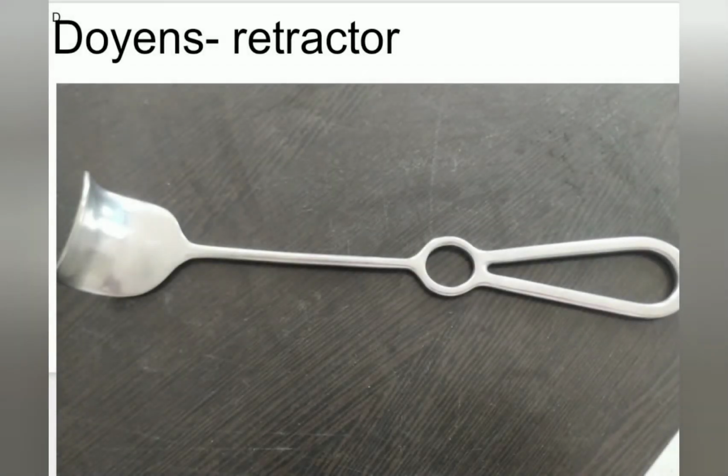Next one is Doyne's retractor. It is an instrument which is mainly used in abdominal, obstetric, or gynec surgeries. Its main function is to retract the bladder or abdominal or vaginal wall during cesarean section. If we talk about the common function of all retractors, we will say that they perform the function to hold the skin surface. This will help to clearly visualize the site or the inner part to be operated.